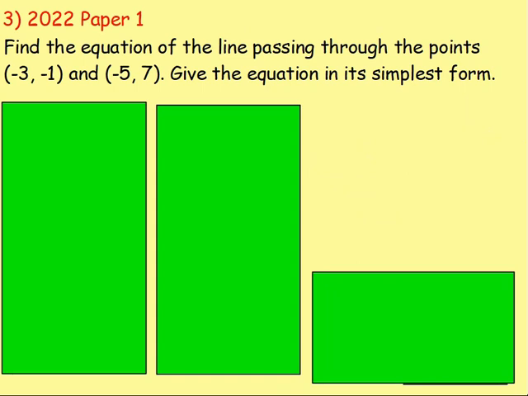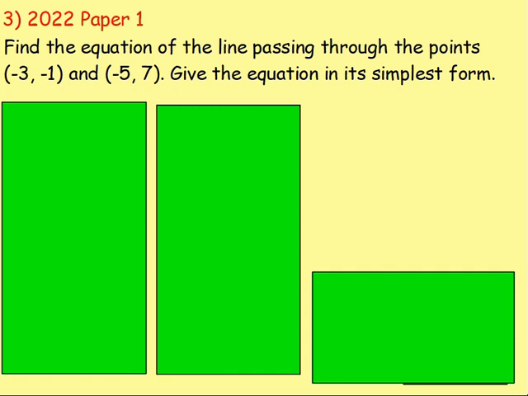Next question from 2022. Oh, so long ago. Paper 1, again, non-calculator question. Find the equation of the line passing through the points -3, -1, and -5, 7. Give the equation in its simplest form.